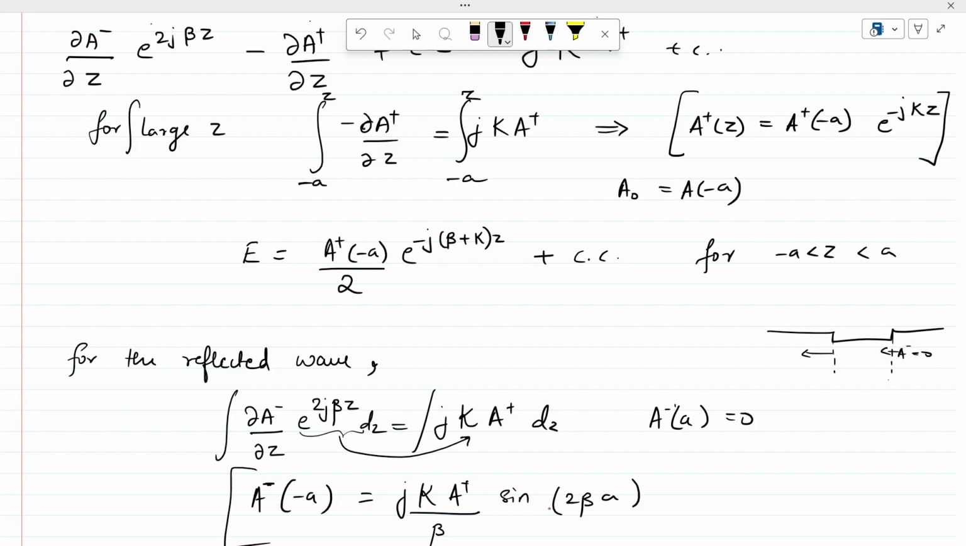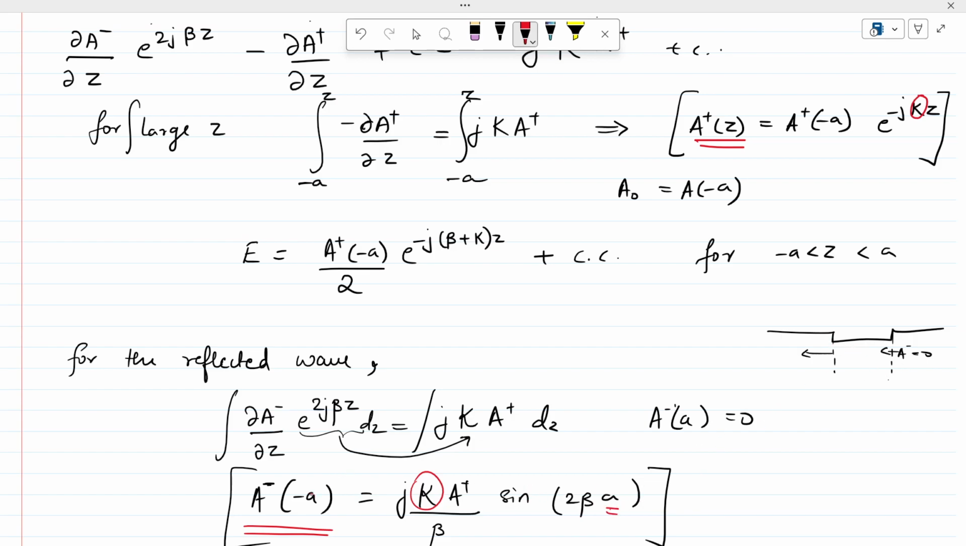The key takeaway from this is that we have found the reflected wave amplitude change with respect to the coupling coefficient kappa, and we have also found the forward propagating wave amplitude change with respect to the coupling coefficient kappa. With respect to the coupling coefficient, the forward propagated amplitude is only shifted by some phase, and the reflected wave changes based on the thickness of the perturbation, or based on a.